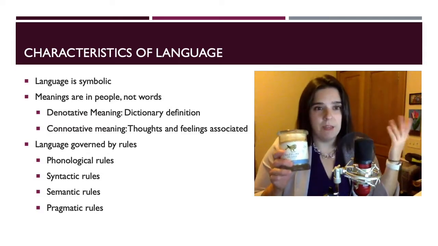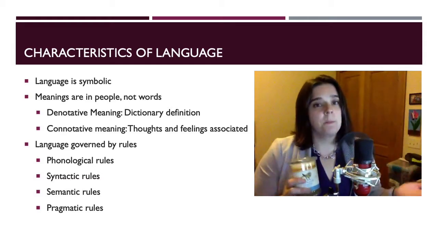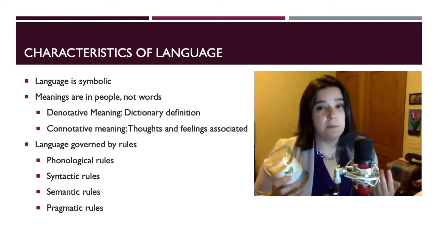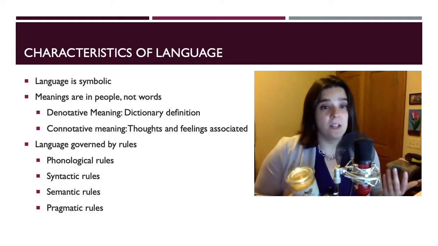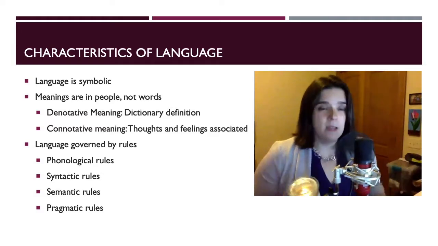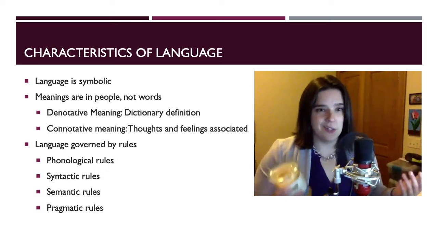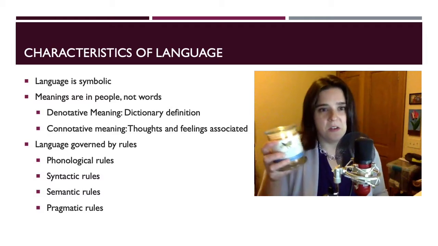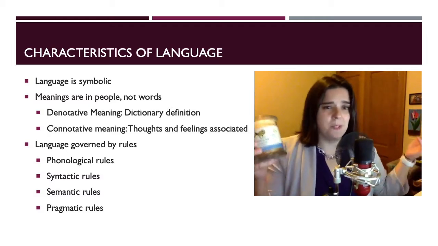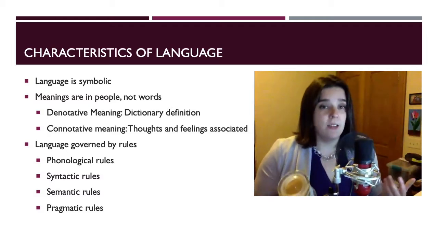So we know that this is a candle. We say the word candle. You know what it means. But now let's talk about how meanings are in people, not words. So we have a denotative and connotative definition of the words that we use. The denotative definition is the dictionary definition. This is a candle. It's made of wax. You light it. It stays on fire. It smells nice. We all know what a candle is.